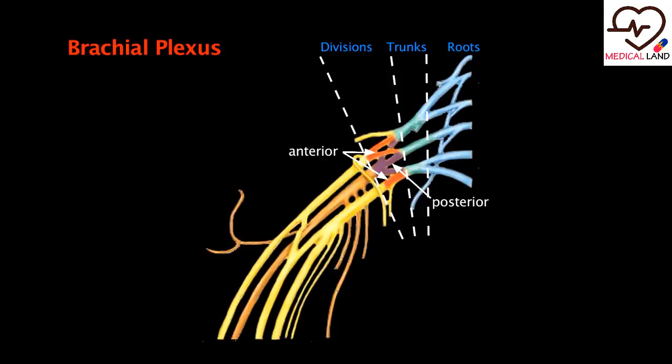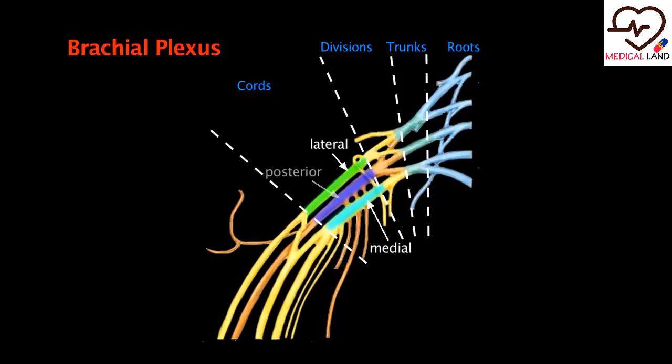Now, most of the time, a helpful guide for determining which are the anterior divisions and which are the posterior divisions is to notice here that all 3 of the posterior divisions end up merging together, whereas only 2 of the anterior divisions merge together. After the divisions merge, we end up with the lateral, medial, and posterior cords.